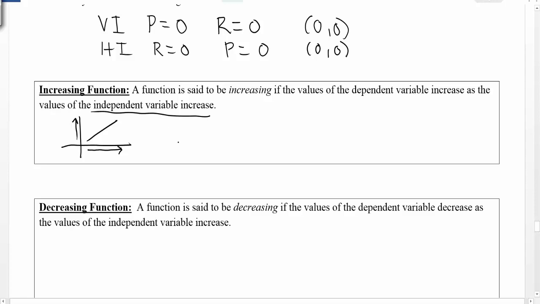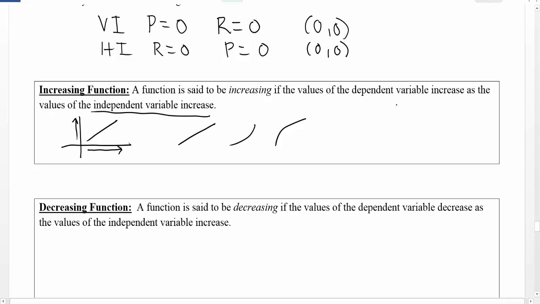There's a lot of different ways that functions can increase. They can look like I just drew on the first picture, which is pretty linear. They can be curved in many ways, but as long as they're going up from left to right, then that picture indicates that they're increasing, because as the x values go up, the y values go up.